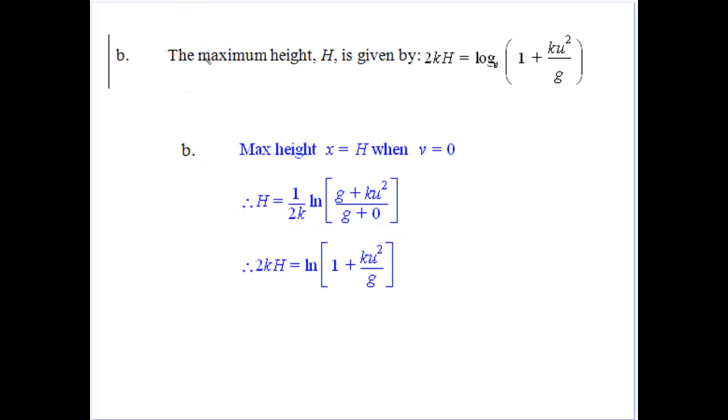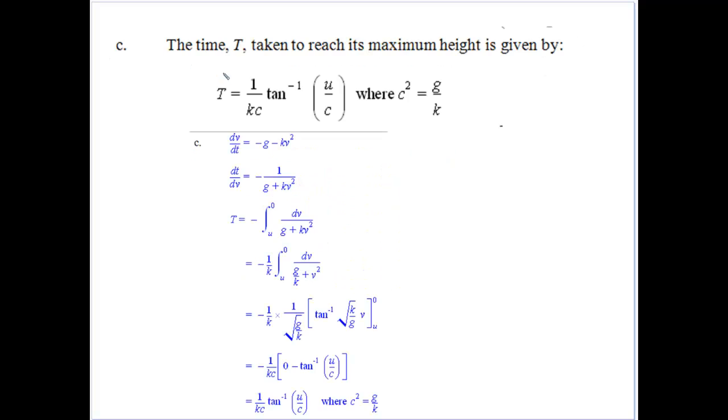So the next one is we want to see that the maximum height is given by that expression. Well, again, we know that at maximum height, x would be equal to h, but our velocity is 0 because it's actually stopping. So for x we substitute h, for v we substitute 0, and we get g plus ku squared on g. Again we can do a little bit of cleaning up because the g's can cancel, and that's where we get the ku squared on g there, and we've multiplied by the 2k on both sides.